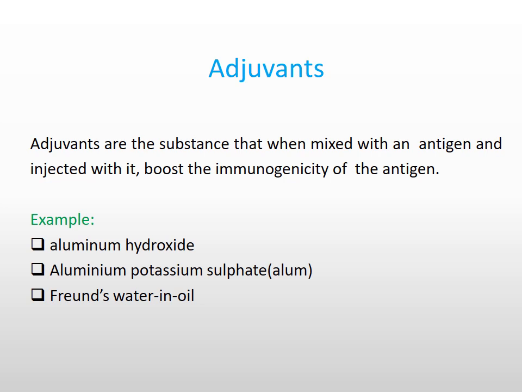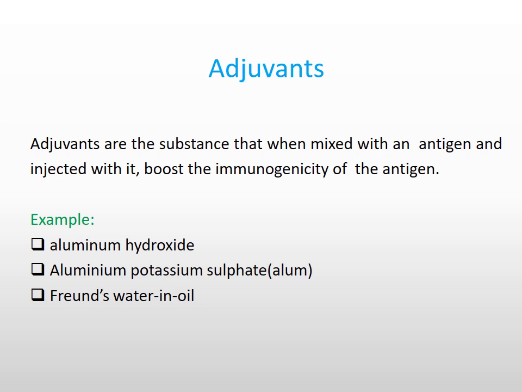So after discussing the factors which determine antigenicity, we will go to the adjuvant. Adjuvant is also a very important term. What are adjuvants? Adjuvants are substances that, when mixed with an antigen and injected with it, boost the immunogenicity of the antigen. So remember that an adjuvant is not a carrier protein.